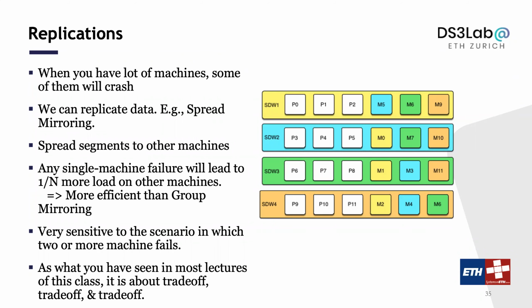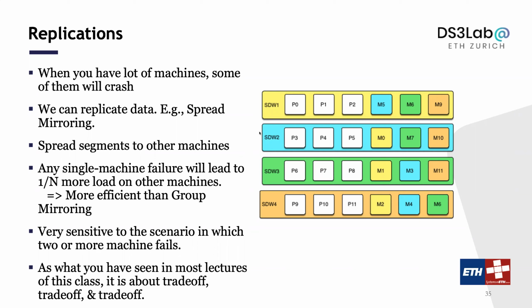So the problem here is that it's very sensitive to the case that you have two machine failures, because whenever you have two machines failed, you can almost be guaranteed you are going to lose something. Right, for example, if the first machine fails, P0, P1, P2 are gone, but I can recover them using my replica.